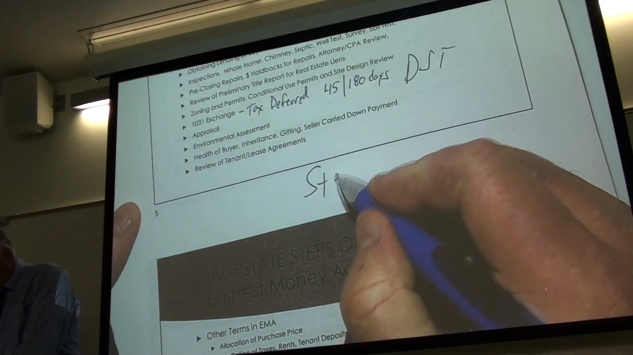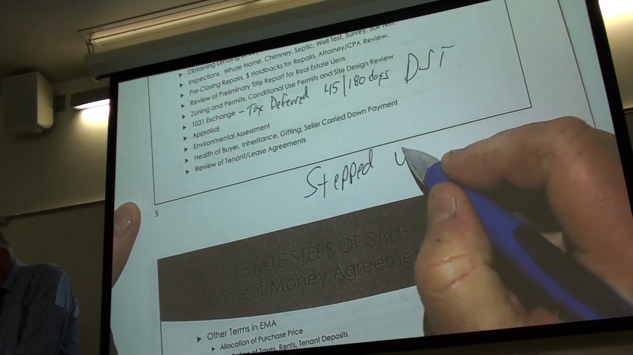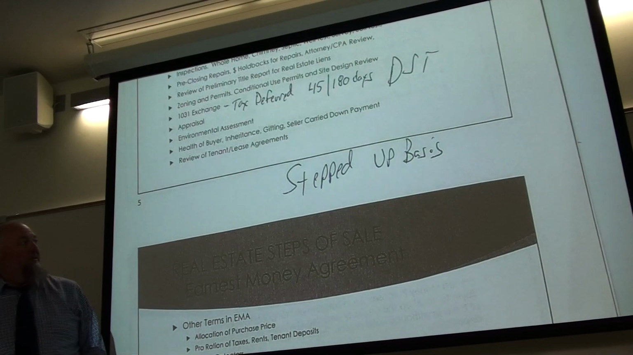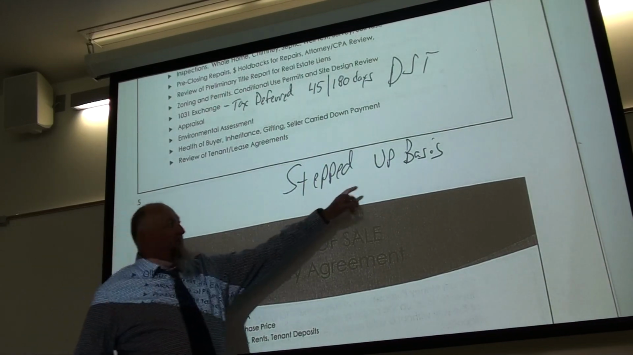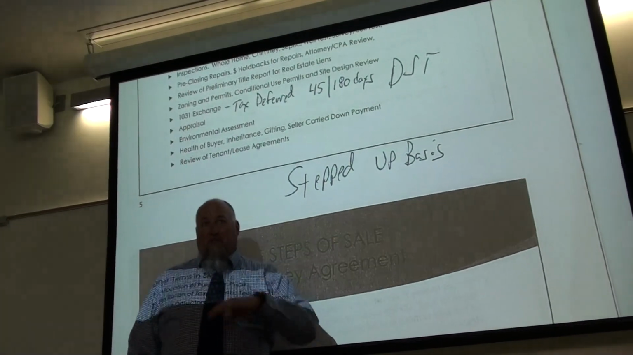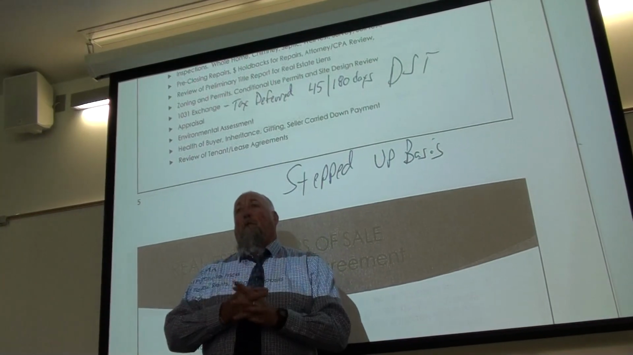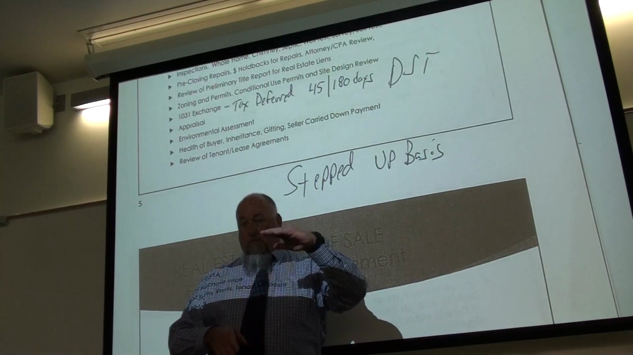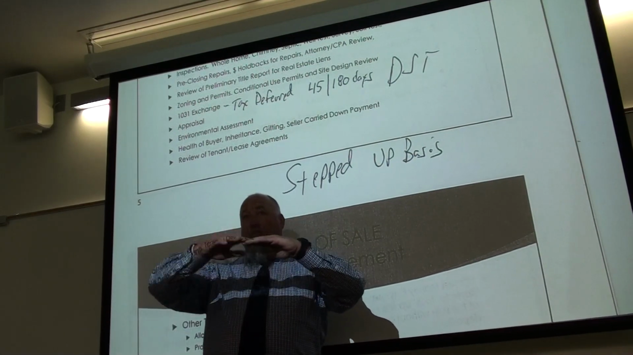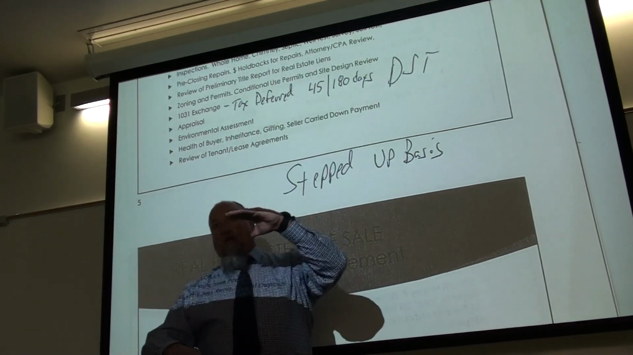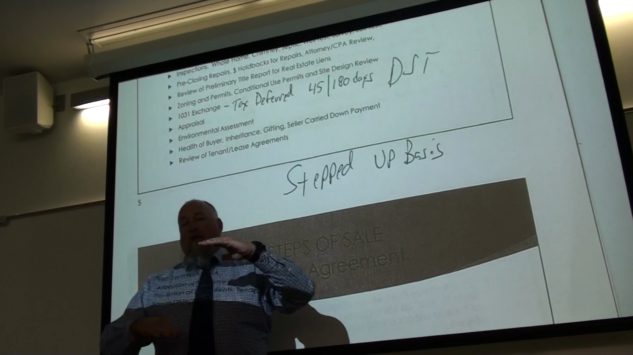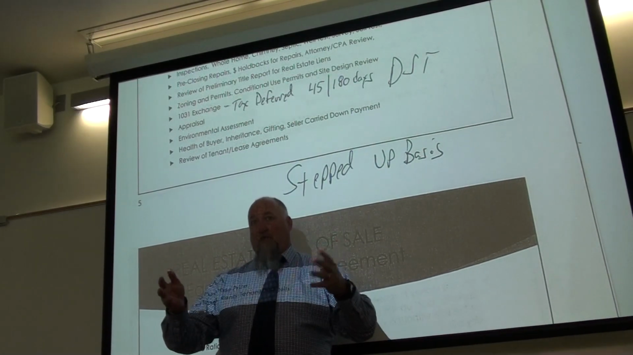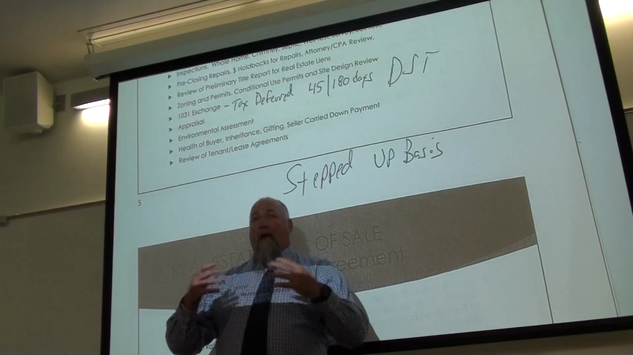I have that in here somewhere, but let's just talk about it. Okay, stepped up basis. Let me explain what basis means. Basis is a tax term that refers to the amount that you paid for something, plus any improvements, minus any depreciation. And that's what we use to calculate what we call capital gain, which is profit, taxable profit.